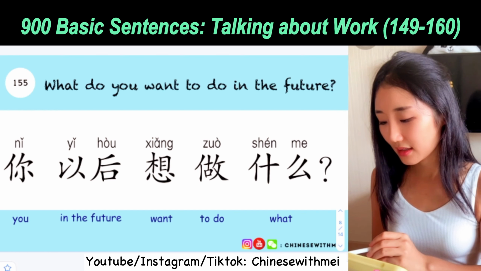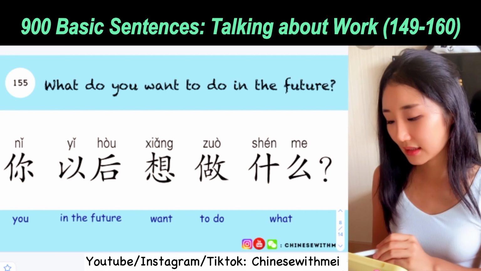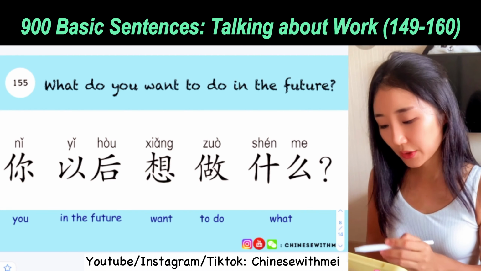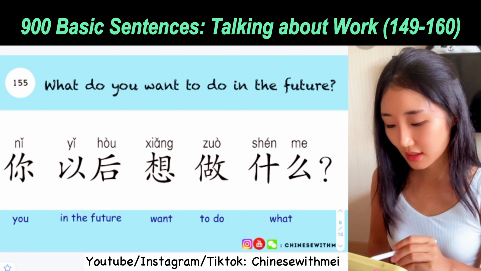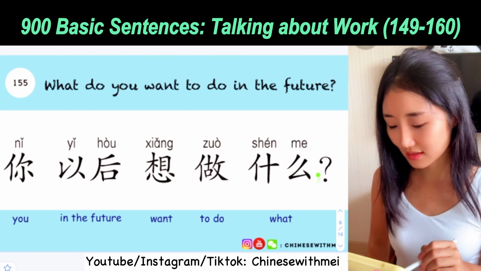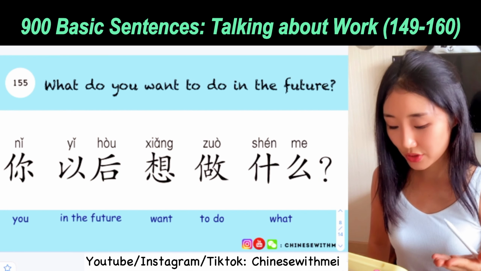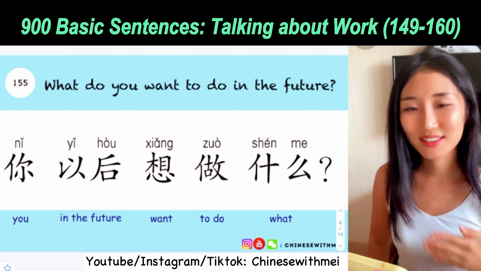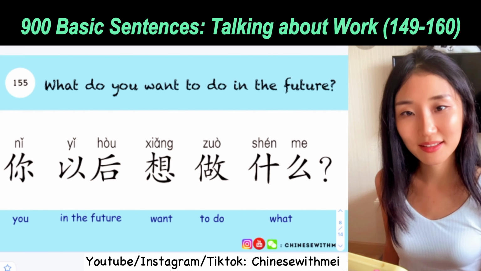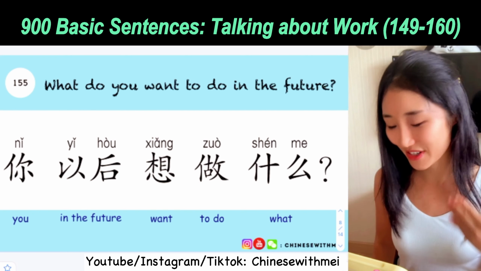And if you want to ask, what do you want to do in the future? You can say, 你以后想做什么？你 you, 以后 in the future, 想 want, 做 to do, 什么 what. 你以后想做什么？ You in the future want to do what? It means, what do you want to do in the future? 你以后想做什么呢？ You can leave in the comment area and give me your answer.